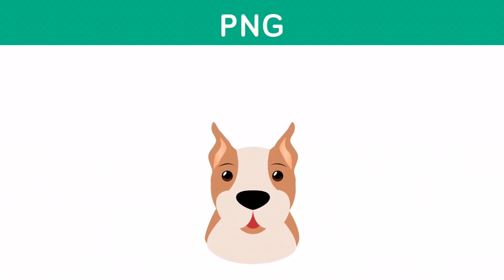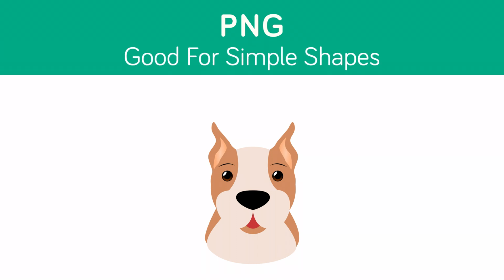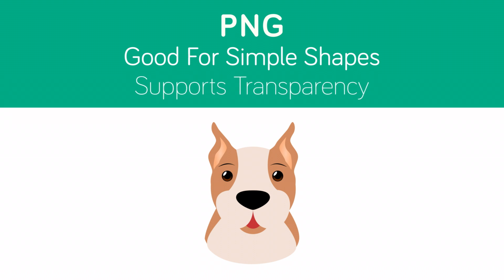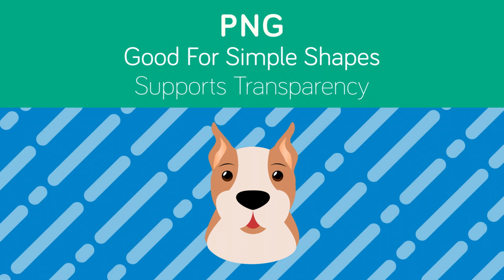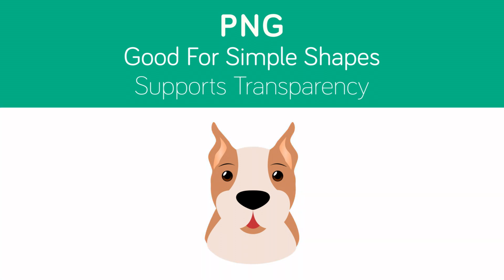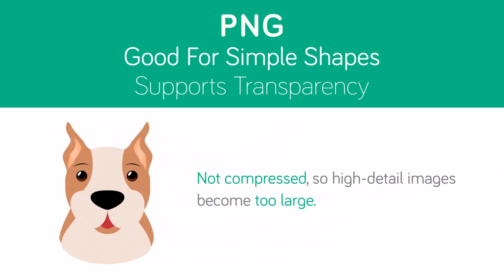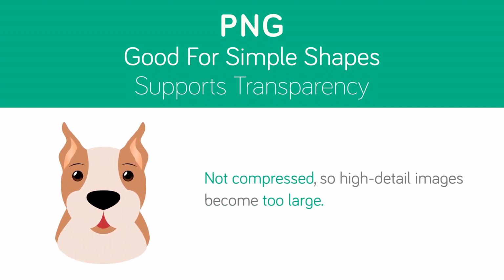Next, let's look at the PNG format. It's also a bitmap format, but it's mostly good for simple graphic shapes, and it does support transparency, so it can be really useful when you need to be able to see through empty areas of the image to the background. While PNG does support full color like JPEG, it doesn't offer the same kind of compression, so it isn't the best choice for photos or images with fine details because the file sizes can become too large.